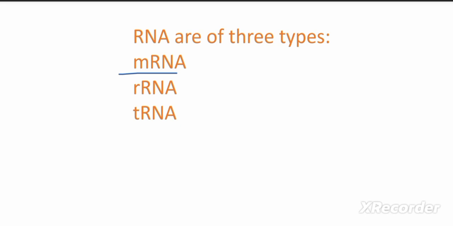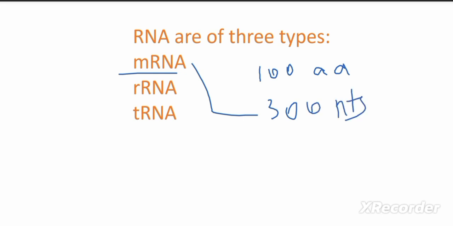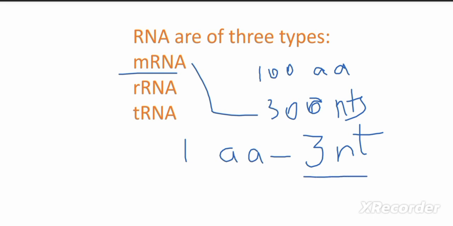For example, if a protein molecule is composed of 100 amino acids, then mRNA will have a length of 300 nucleotides, because we know that one amino acid is formed by a triplet of nucleotides. It is formed by 3 nucleotides, right? So we can say that here 3 nucleotides form one codon or one single amino acid.